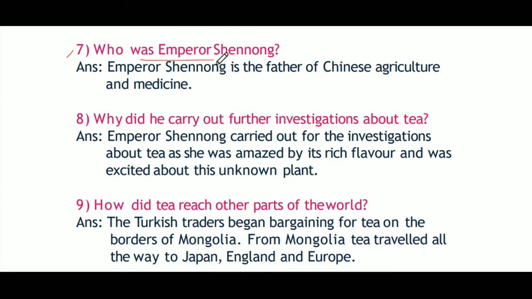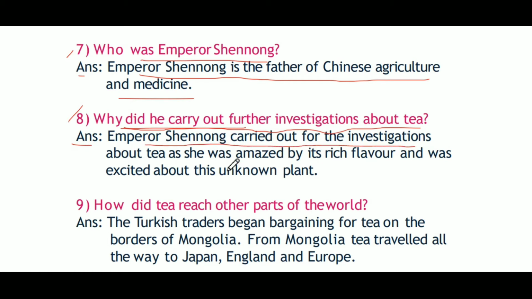Question number 7. Who was Emperor Shennong? Answer is, Emperor Shennong is the father of Chinese agriculture and medicine. Question number 8. Why did he carry out further investigations about tea? Answer is, Emperor Shennong carried out further investigations about tea as he was amazed by its rich flavor and was excited about this unknown plant.